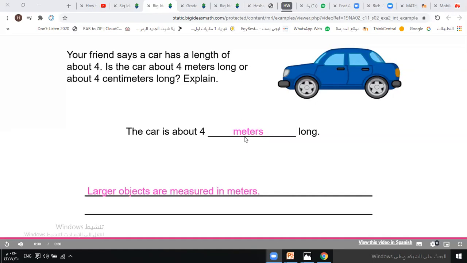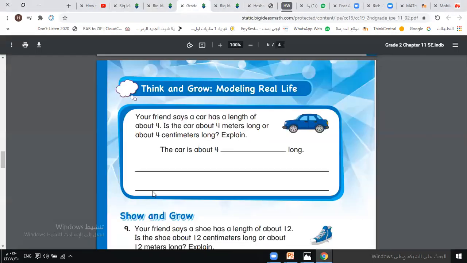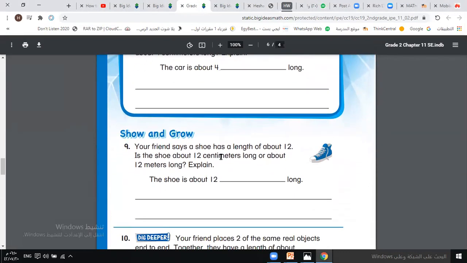Okay, now my lovely boys, let's answer the next question. Question number 9. Your friend says a shoe has a length of about 12. Is the shoe about 12 centimeters long or about 12 meters long? 12 centimeters or 12 meters? The shoe is about 12 centimeters or meters.